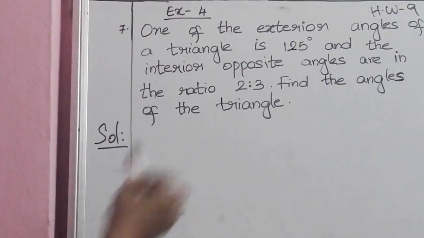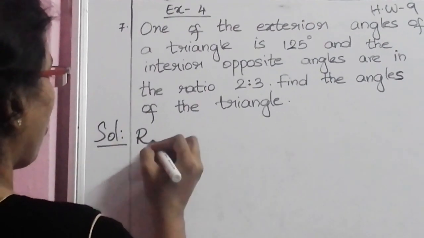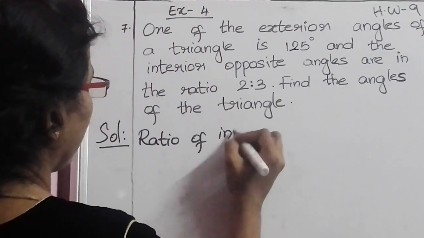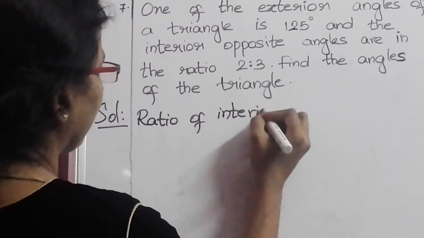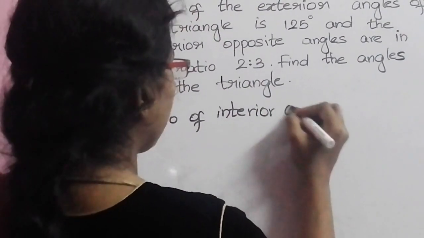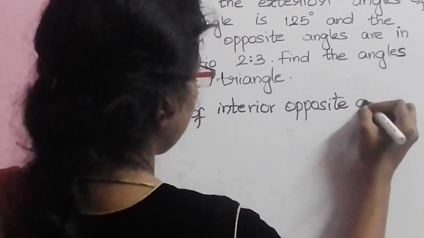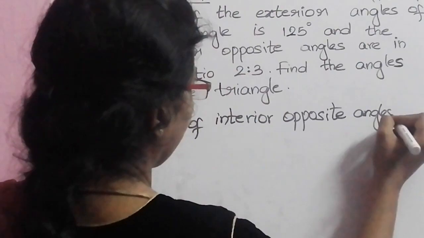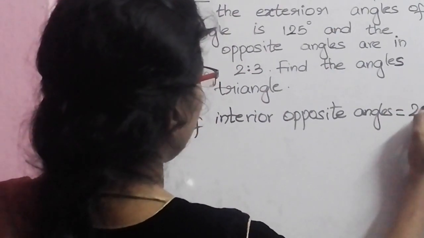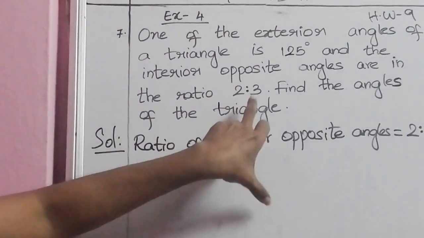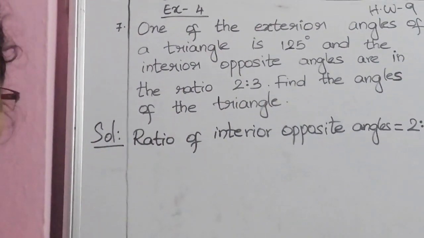So let us write what is given. Ratio of interior opposite angles. What is the ratio given in the question? 2:3. So you know the exterior angle property.